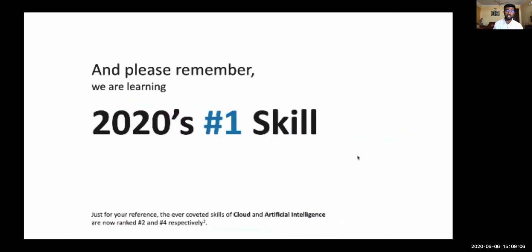Remember, we are studying 2020's number one skill right now. That is why it's more important. It's not only a pillar of the fourth industrial revolution, it is 2020's number one skill as called out by LinkedIn. Very popular skills like artificial intelligence and cloud computing are at number 2 and number 4. With that, I hope you're equally motivated to learn this beautiful technology.